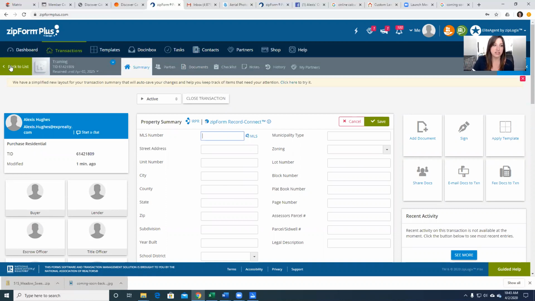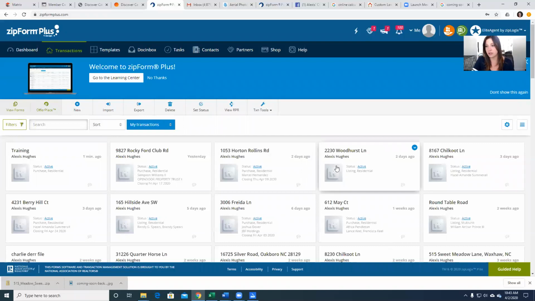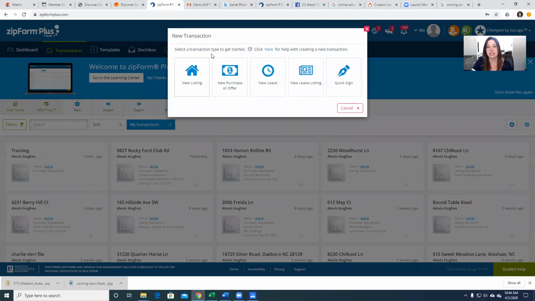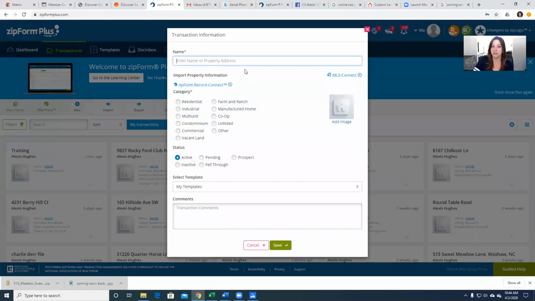So the very first thing, let me go back to the list that you're going to do when you get into zipForms, and this is how I do it. There are other ways you can do it, and we can discuss that, but what I do is I go into zipForms and I click on new, whether I'm doing a listing, a purchase, a lease, whatever the case may be. In this case, we're doing buyer agency and working with real estate agents. So I'm going to do new purchase or offer.